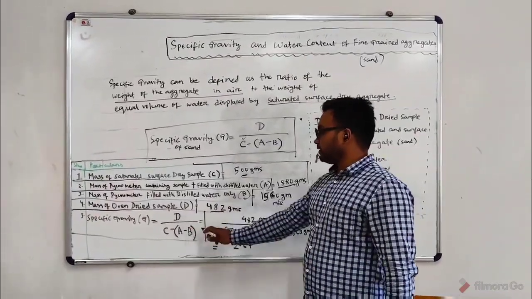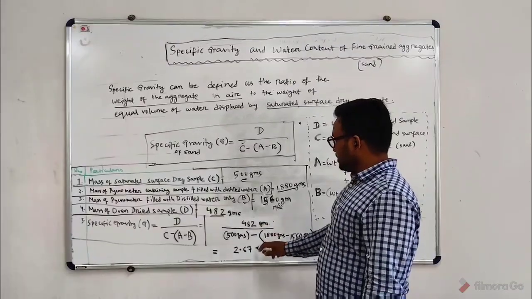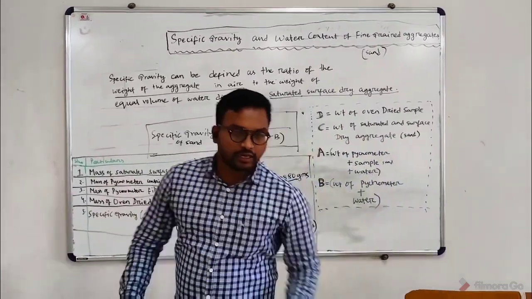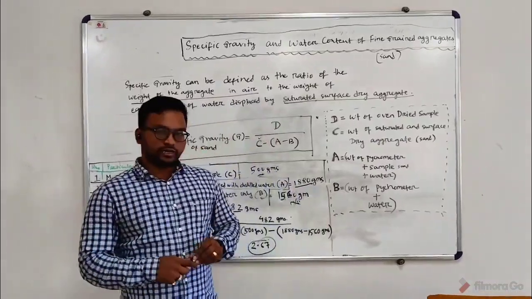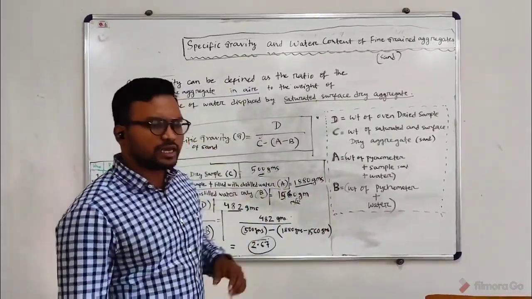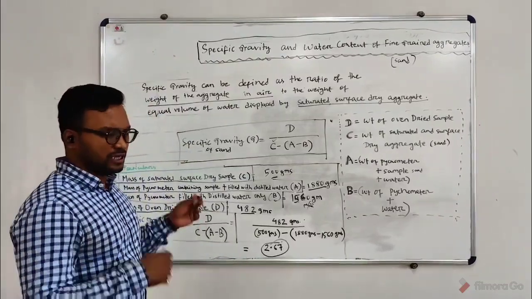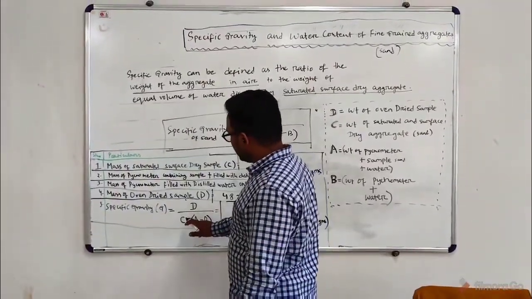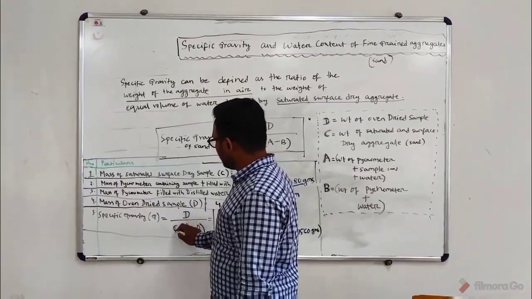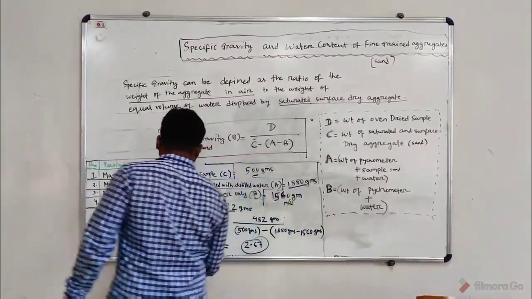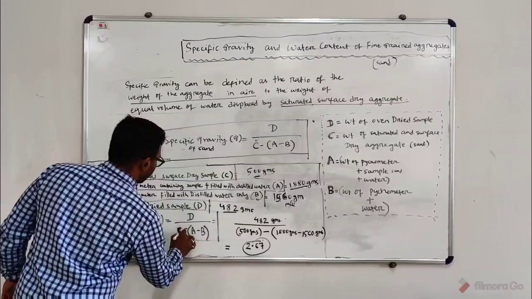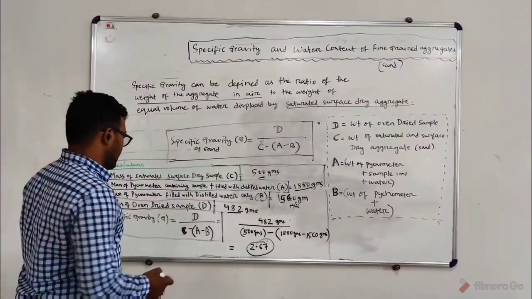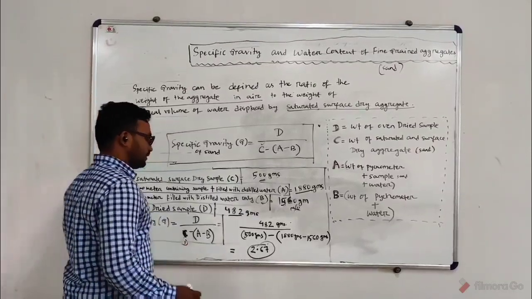So specific gravity can be calculated like this. This is the specific gravity of sand. Another thing is the apparent specific gravity, for which we change the notation from D by (A minus (C minus B)) to D by (D minus (C minus B)). That will be the apparent specific gravity. In place of A, we just put the dry mass, then it will be apparent specific gravity.